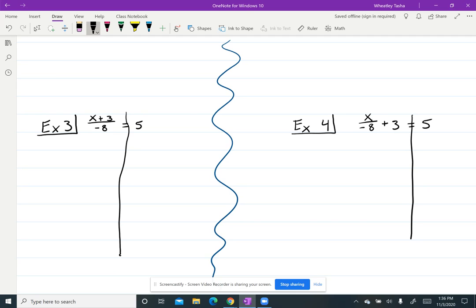And then let's start with the one on the left. So we want to find our variable, which is x, and we want to read that side of the equation starting with our variable. So if we do that, we would read it as x plus 3 divided by negative 8.